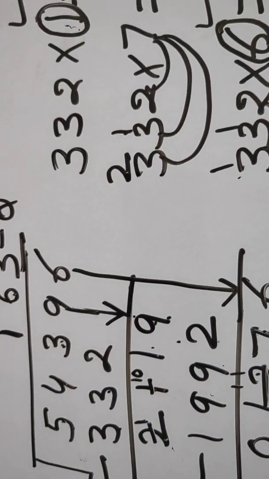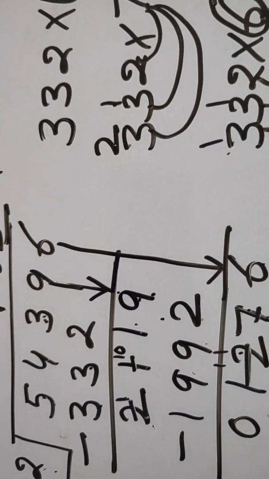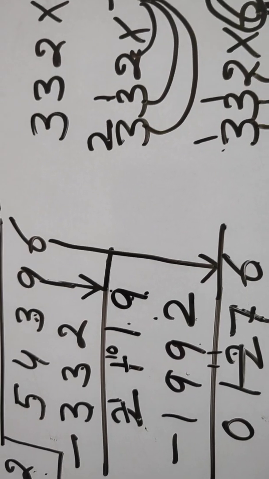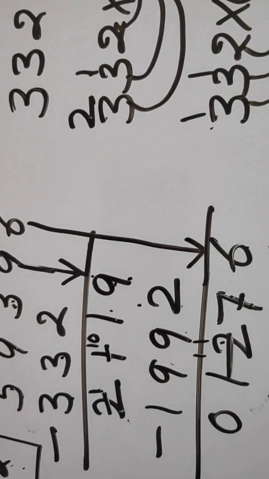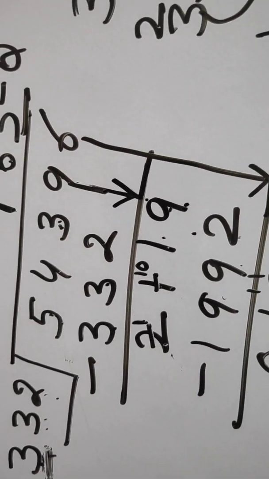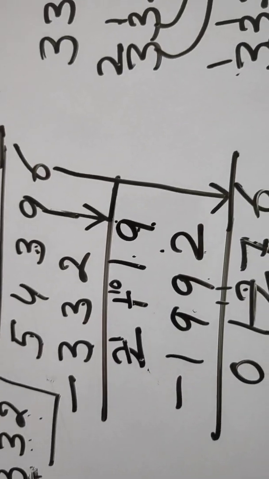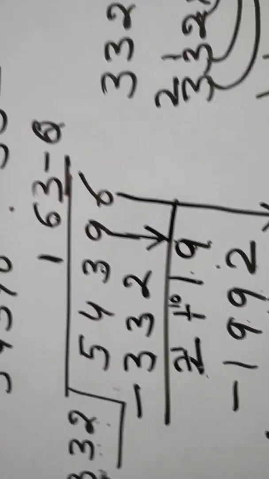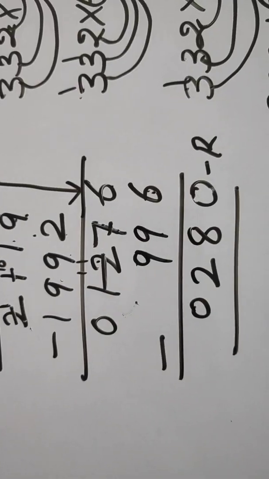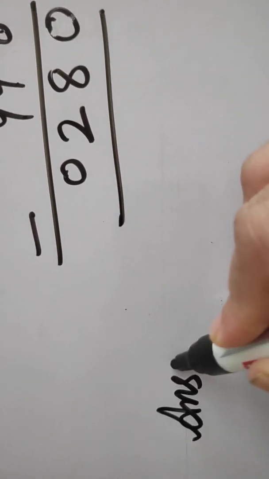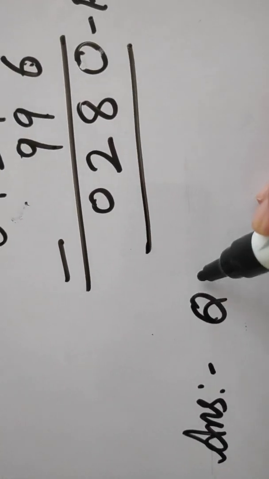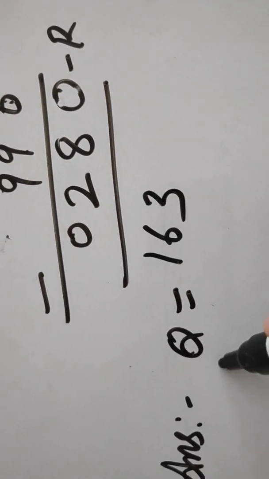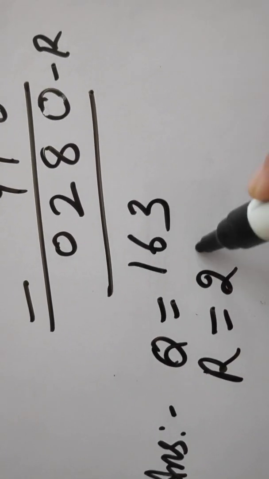So you can write that when we divide 54,396 by 332, we got the answer 163. And what is your quotient? Quotient is 163. So you will write your answer here. Your quotient is 163. Your remainder is 280.